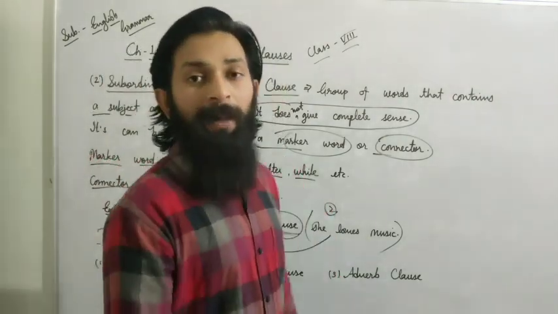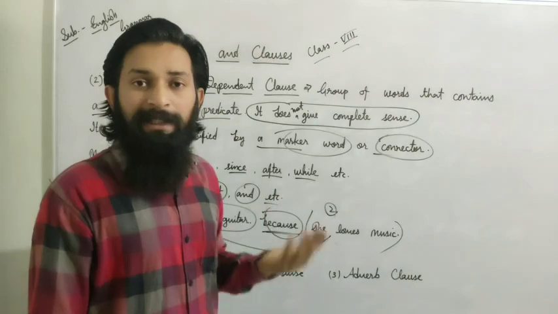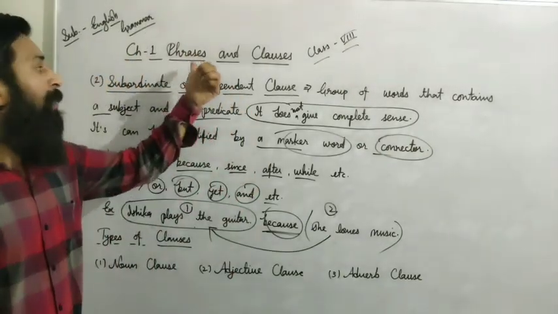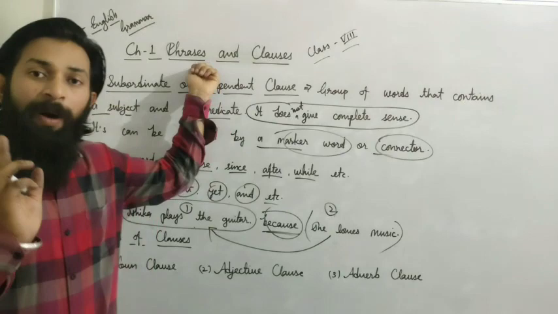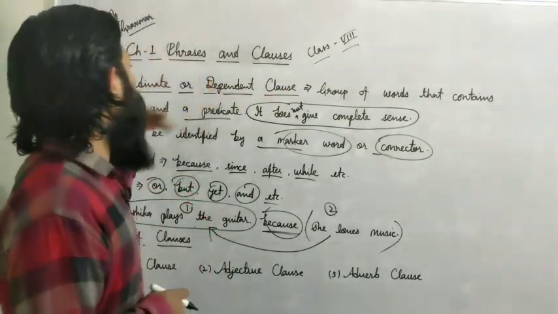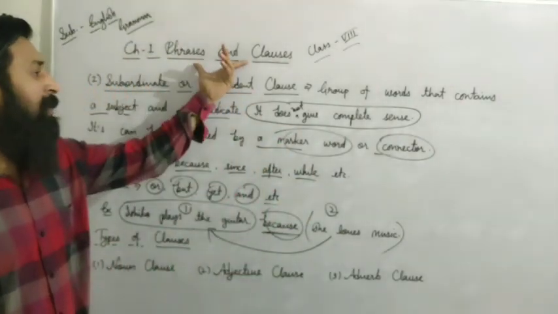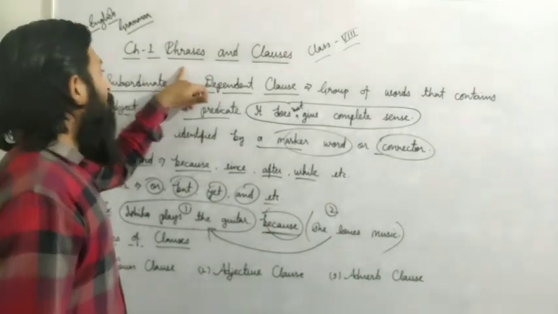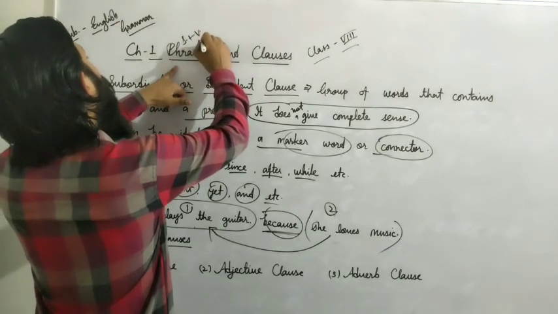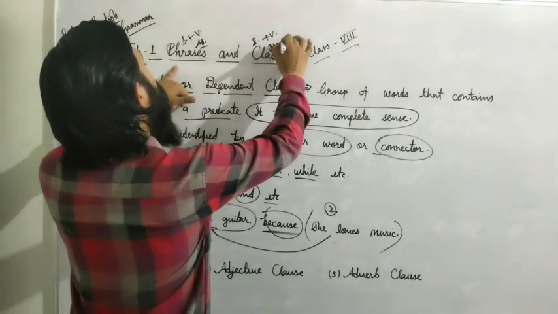Dear students, this is our chapter number one, phrases and clauses, and it is very important for grammar purposes, because it is the basic thing of grammar. We already discussed phrases and clauses, and once again I am revising. In phrases, the subject and finite verb are absent. In phrases, subject plus verb is absent. And if we talk about clauses, then subject and verb both are present.